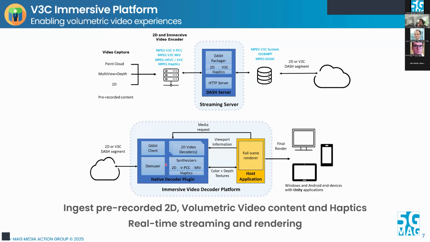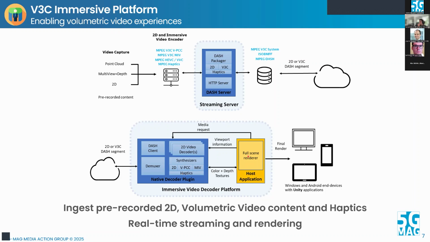The V3C bitstream can be demultiplexed, and the video sub-bitstreams are sent to the video decoders. On the GPU, you have the video frames available as textures, and the other data, like camera data and patch data, is sent to the synthesizers. There's a synthesizer for each extension of V3C, so for VPC and MIV. Recently, haptics can also be synthesized.